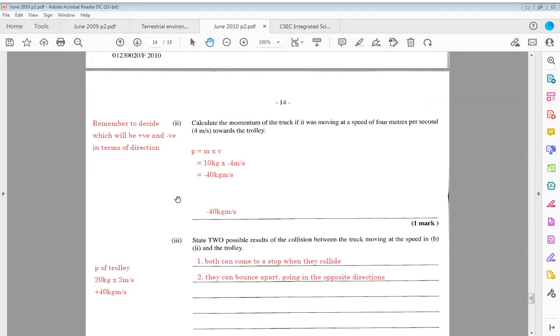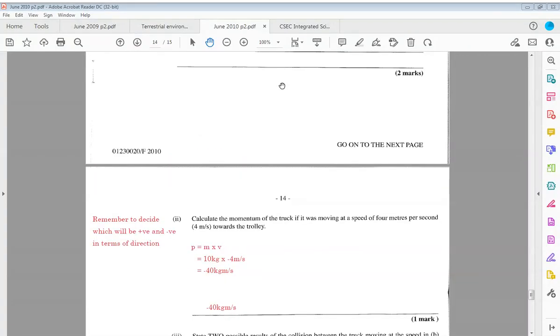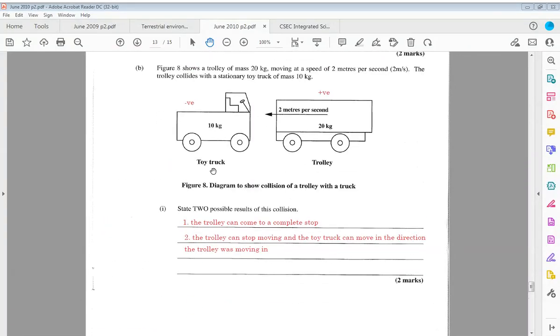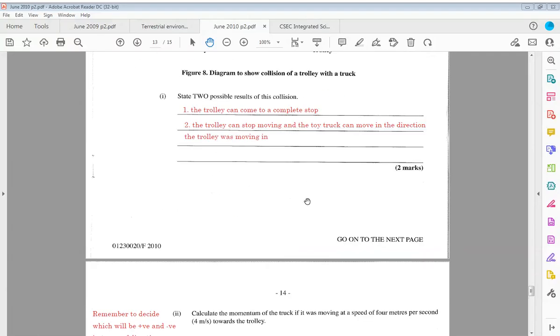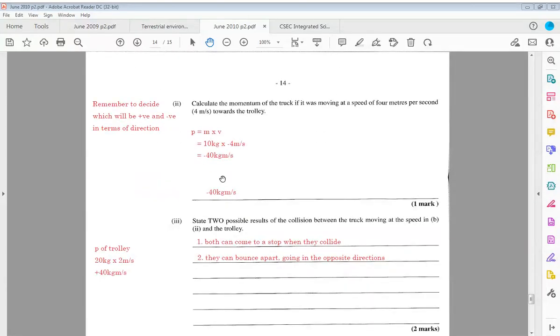Then part two, calculate the momentum of the truck if it was moving at a speed of 4 meters per second towards the trolley. So remember, again, just a hint here to decide which will be positive and negative in terms of the direction. The formula, P equals mv, which is momentum is equal to mass by velocity. So that's going to be 10 kilograms multiplied by negative 4 meters per second. And it's negative because I assigned the direction of the toy truck as the negative, right? So the answer is negative 40 kilogram meters per second.